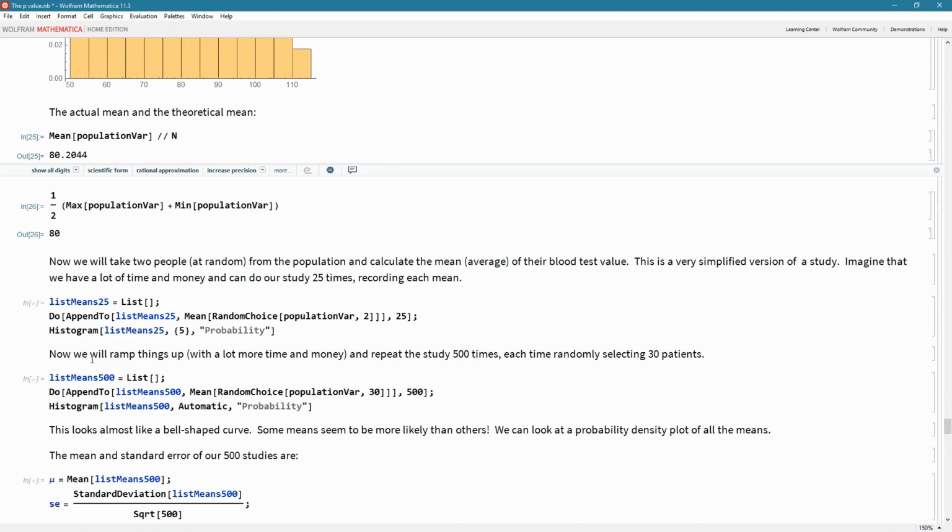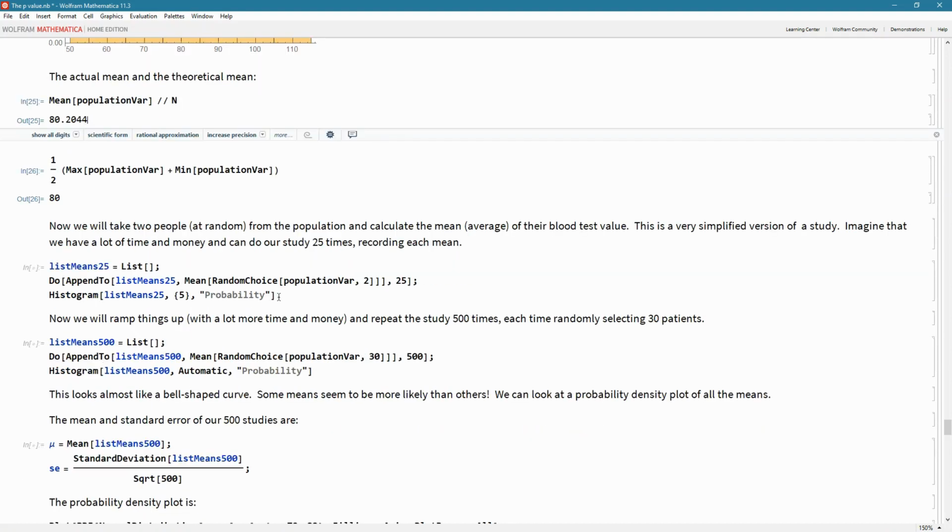And I throw those 2 people back in the bunch of 20,000. Now I select 2 again. It might be that I pick the same 2, or one of the 2 is the same, but the probability is I'm going to pick 2 other people, and I just do this 25 times over. And every one of those 25 times, I calculate the average of the 2 that I took.